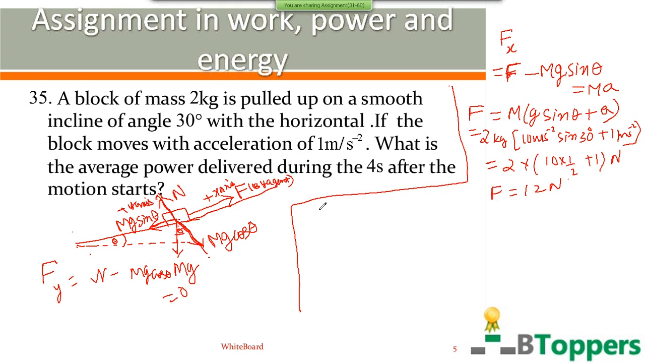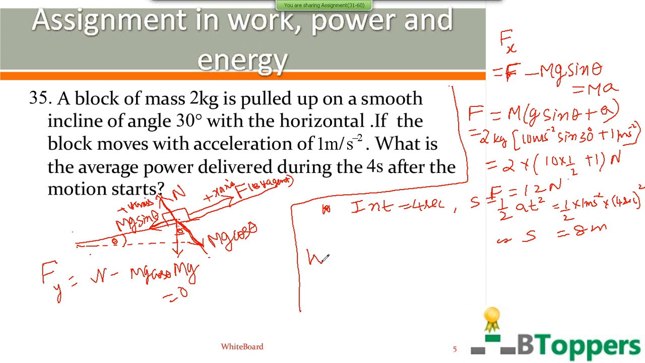So the work done by the agent in 4 seconds is equal to the product of the magnitude of the force applied by the agent and the displacement in 4 seconds. The body starts from rest and moves with constant acceleration. Then the magnitude of displacement covered in time t is given by half a t square. To find the displacement covered in the first 4 seconds, you have to take t equal to 4 seconds. The acceleration is given to be 1 meter per second square. That comes out to be 8 meters.